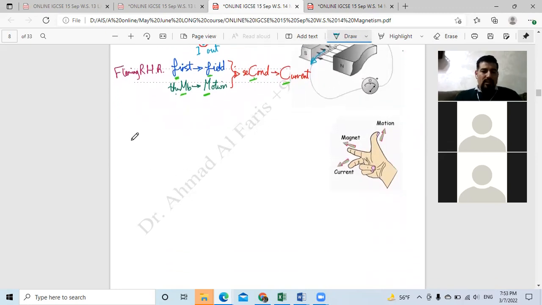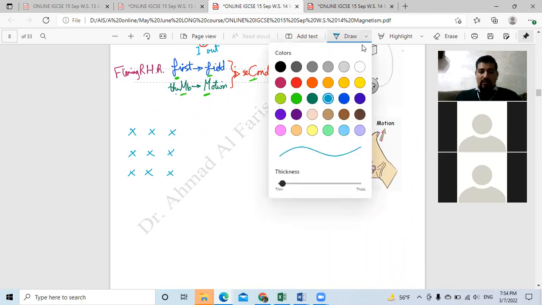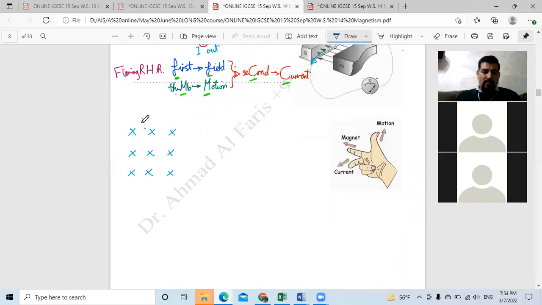What do we have? We have X. What do I mean by X? Into the page or out of the page? Exactly, into the page. Bravo, thank you. X means into the page, dot means out of the page, okay? And we have a wire, and this is the wire, okay? It's moving to where? To the right. This is the direction of the motion of the wire.